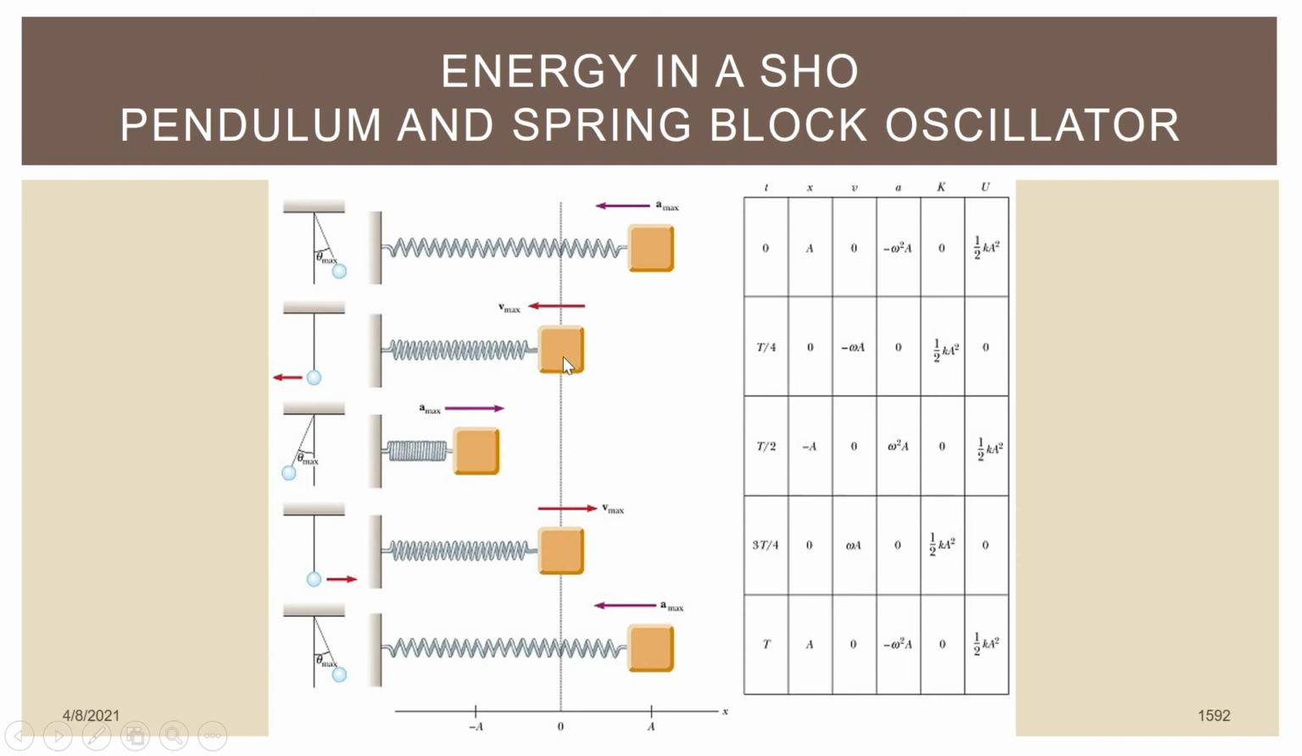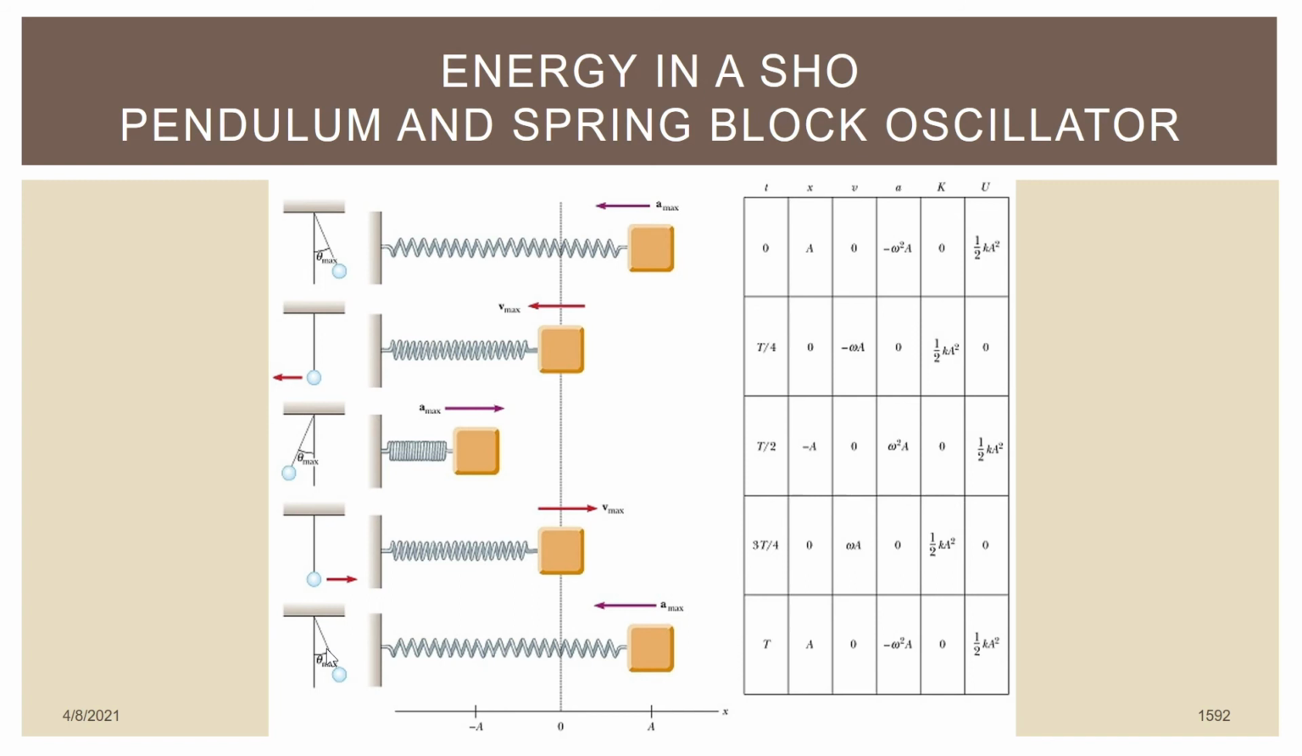When it's at the equilibrium position, it's got its maximum velocity, no acceleration, all kinetic, no potential, and so on and so forth. Notice here in this graphic, they're using 1/2 Ka squared as the representation of the total energy. Now, of course, the only difference between the pendulum and the spring block oscillator is that when the pendulum is at its amplitudes, the potential energy that it has is not elastic potential energy, but rather is gravitational potential energy. I think that makes pretty good sense.